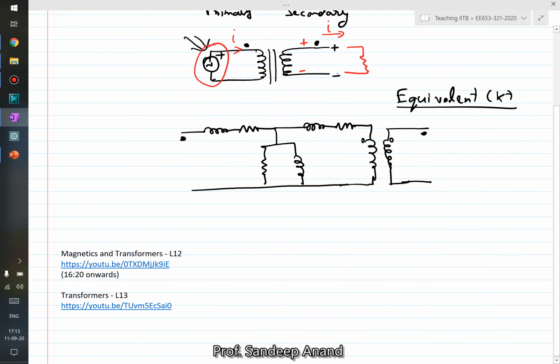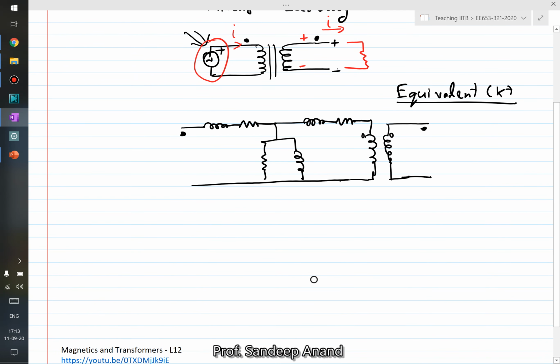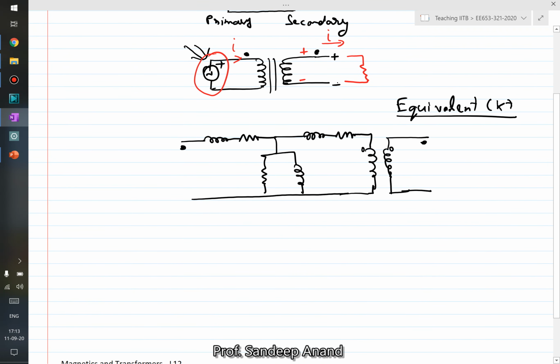Right, this is the equivalent circuit of the transformer. Just move this part a little bit below. So what are these parameters? This is the leakage inductance of the primary, this is the leakage inductance of the secondary reflected on the primary side, this is the winding resistance of primary, this is the winding resistance of secondary reflected on the primary side. This is the resistance representing the core losses, and this is the inductance representing the magnetizing inductance of the transformer. And what is left here is the ideal transformer, right?